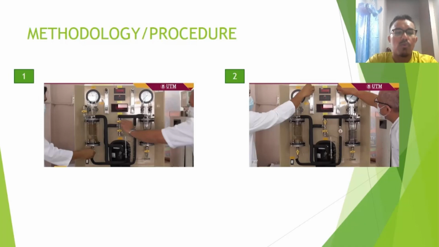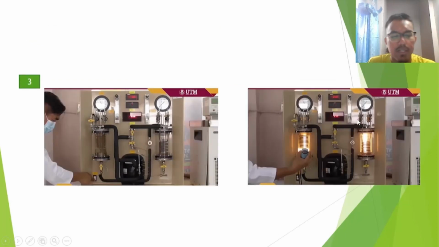First, we need to open these two valves, this one and this one. Next we turn on the water pipe and set the water flow of the evaporator to 25 grams per second and the flow rate to the condenser at maximum. Next, the switch is turned on. This is the main switch.